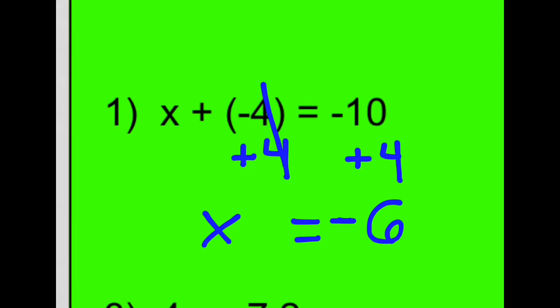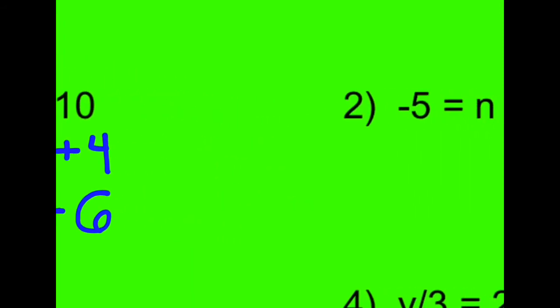And if I was to go and replace, having some trouble here. There we go. Replace the x with negative 6. Negative 6 plus negative 4 does equal negative 10. So when you have a subtraction beside the variable, you want to solve it by adding.